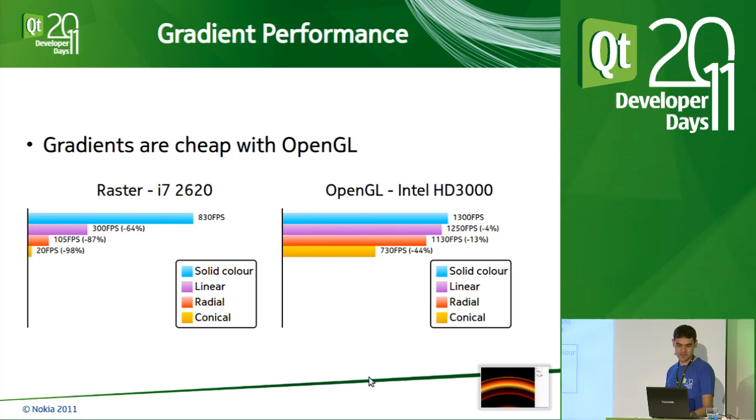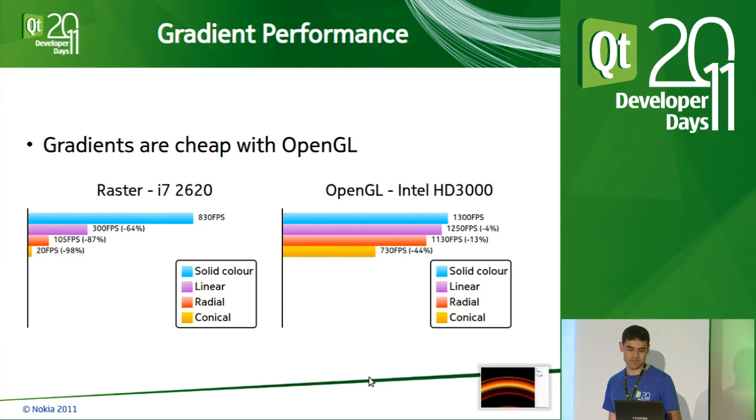Next is gradient performance. In the Raster Paint engine, gradient performance is not that great, and it gets worse the more complex your gradient is. So for the conical gradients, the performance is, well, almost gone completely. OpenGL, on the other hand, does not have this problem because it has quite much power per pixel. So if you need a lot of gradients, you should use the OpenGL paint engine, or another option is to render the gradients into an image or a texture and use that instead.